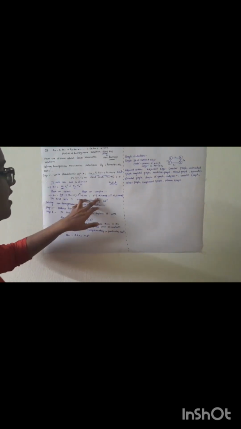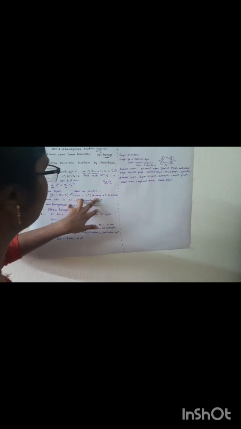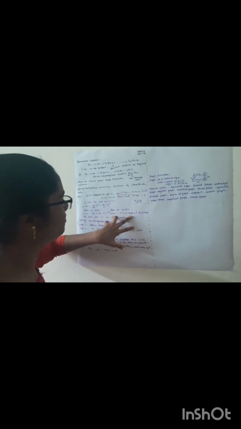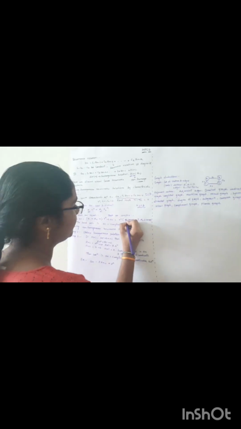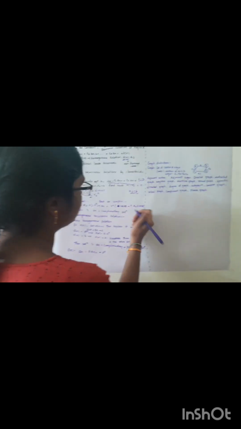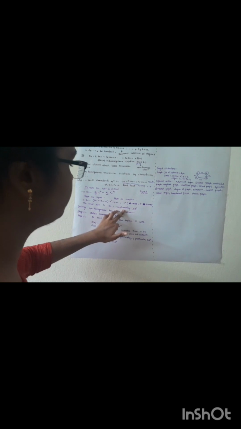Suppose if we get complex roots, then the solution is a n equal to r power n into alpha 1 cos n theta plus i into alpha 2 sin n theta. Then for a homogeneous relation, the final solution is the complementary solution we obtained.